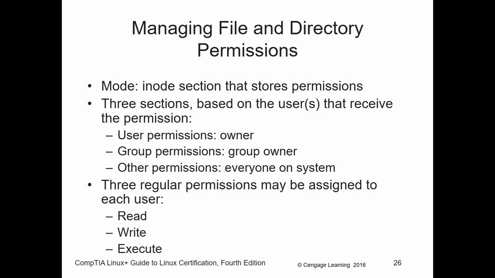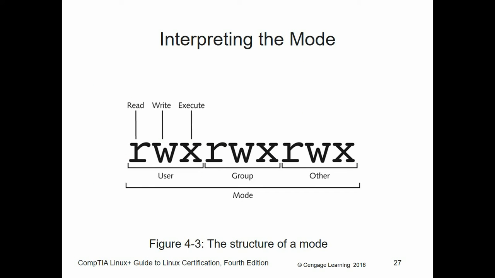There are three sections based on the user that receives the permission: user permission, group permission, and other permission. Three regular permissions may be assigned to each user: read, write, and execute. And here is the permission. Here's the user: read, write, and execute. Then the group: read, write, and execute, and other, which is read, write, and execute. And you can have all of them as dashes.